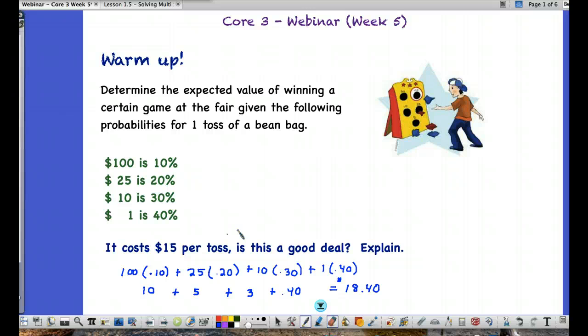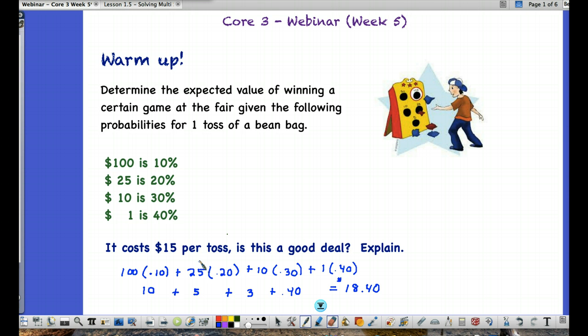Yes, you are. You're getting more than what it costs. So on average, that's exactly right. You get $3.40 more than what it really costs you to play. So the chances are you could play this game over and over again, and you're going to come out with an extra $3.40, which is good, right? You want money coming in, not money coming out. So in reality, it is a very good deal. Okay, any questions on this one?